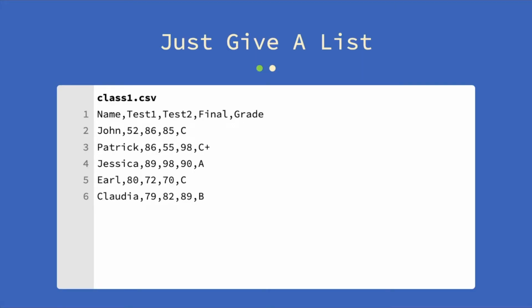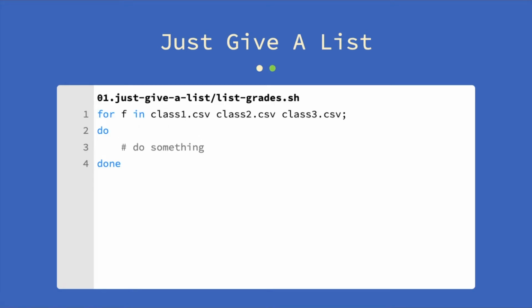Let's say we've got some student scores like this in CSV format. And there is a total of 3 classes, and we want to list each student's name and their final grades. So how could we use the for loop to do this? Because we know the number of classes, and they are not too many, we can just type the file names directly like this. So now, let's go write some real code.